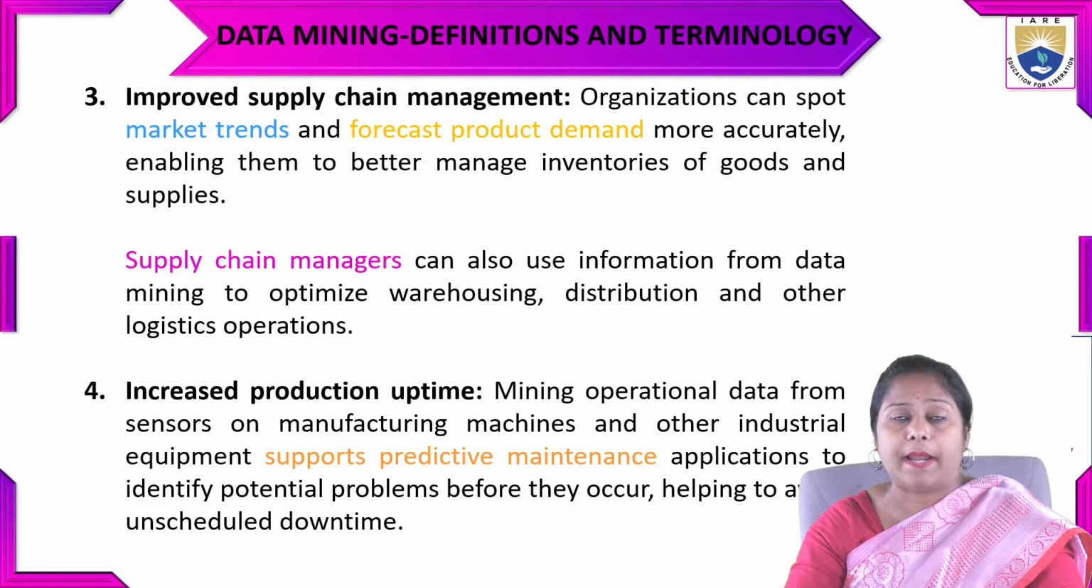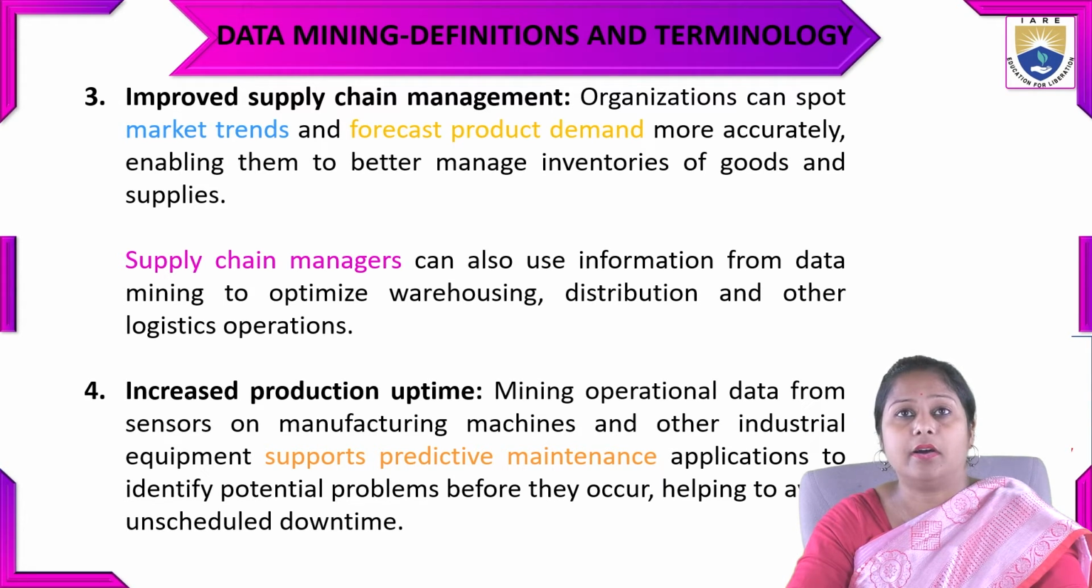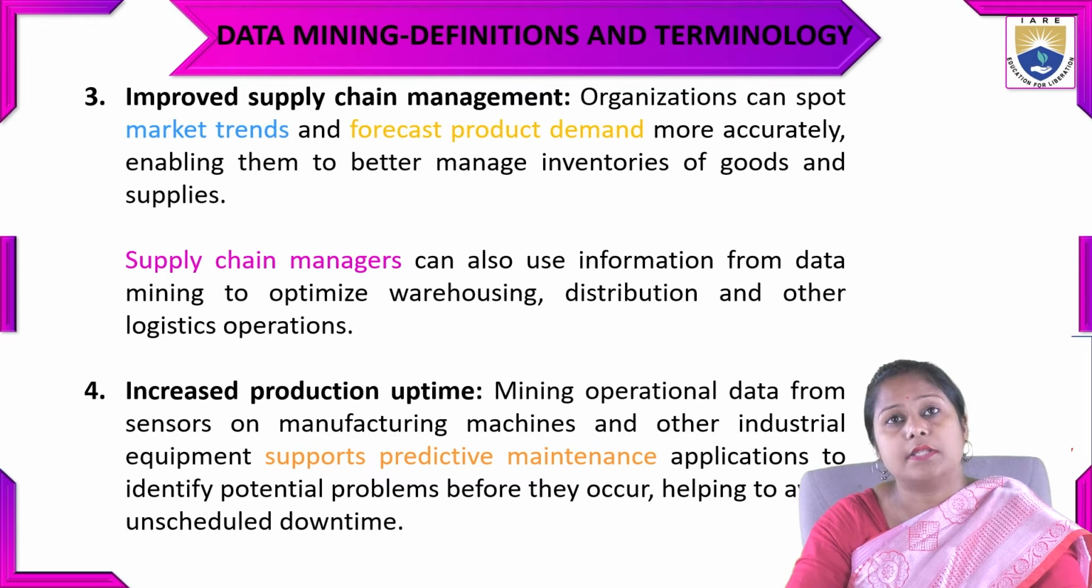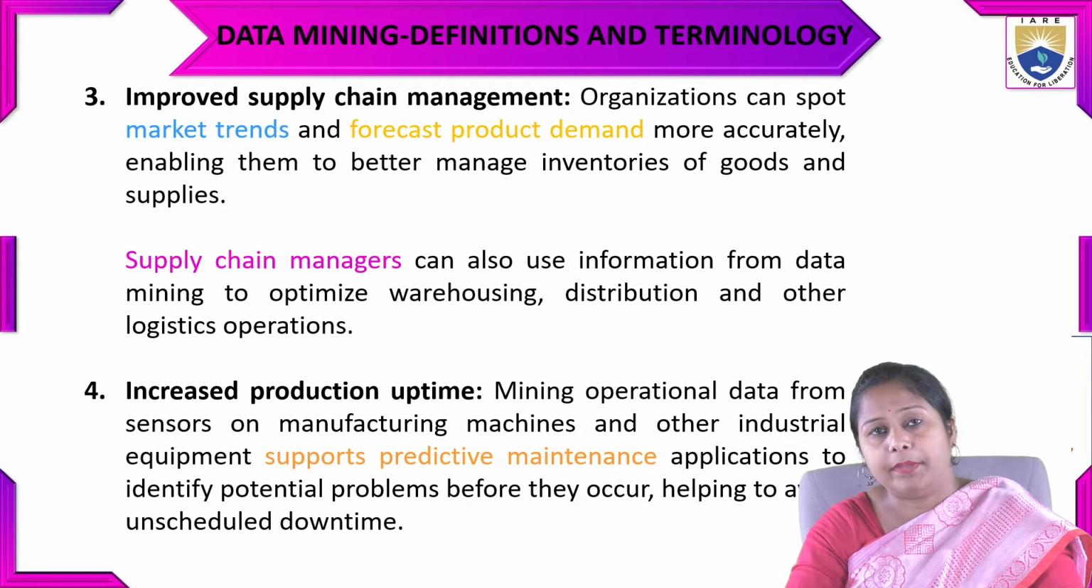Third is improved supply chain management. Organizations can spot market trends and forecast product demand more accurately, which enables them to better manage inventory of goods and supplies. Supply chain managers can also use information from data mining to optimize warehousing, distribution, and other logistics operations. They can benefit from that.